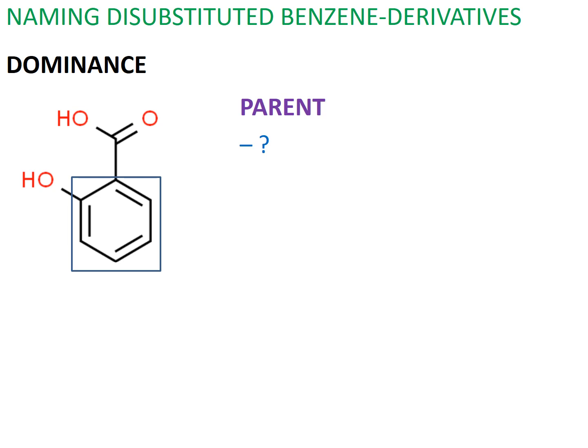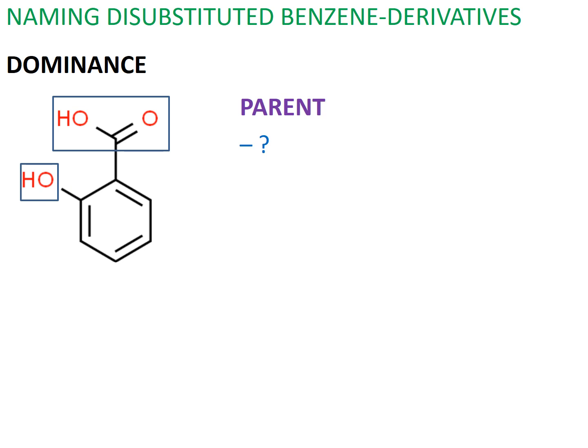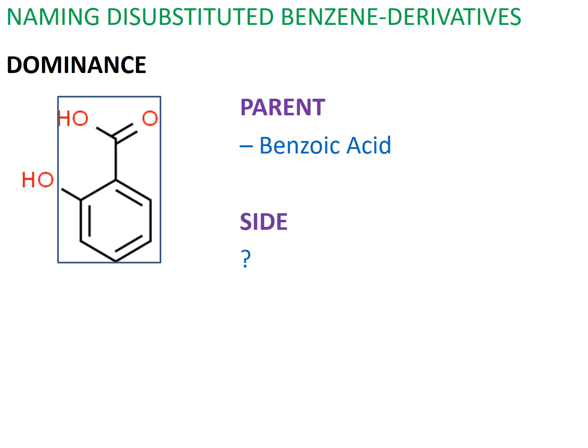In this example, we have a benzene, an alcohol group, and a carboxylic acid group. Out of these two chemical groups, the carboxylic acid group is the more dominant. Therefore, the parent chain would be benzene carboxylic acid or benzoic acid, thus making the alcohol group a side group.